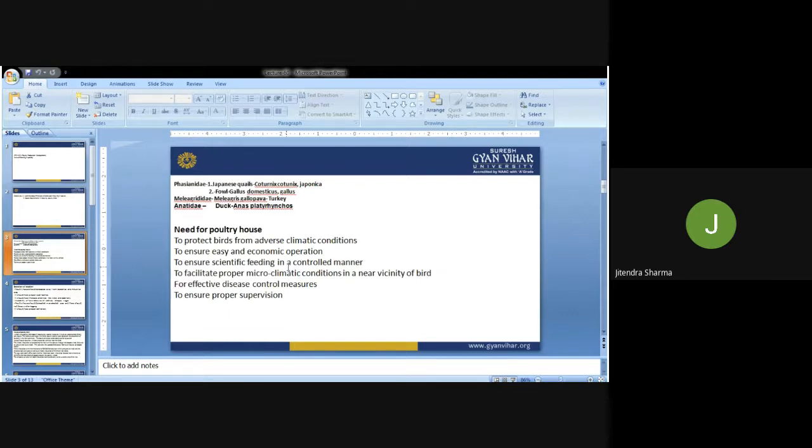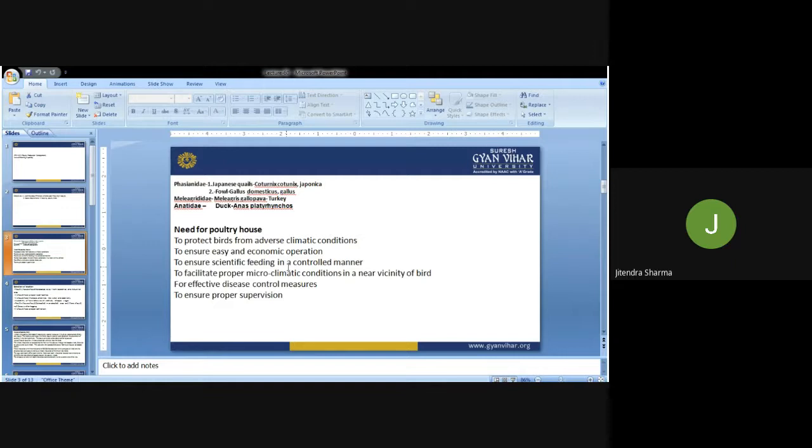And the third one is backyard poultry, which we generally have in rural areas, where people keep not more than 50 birds at their home for their domestic need. They utilize the eggs, and if the population increases, they also use these birds for chicken. So that kind of system we have in our country, and worldwide this system is followed everywhere.